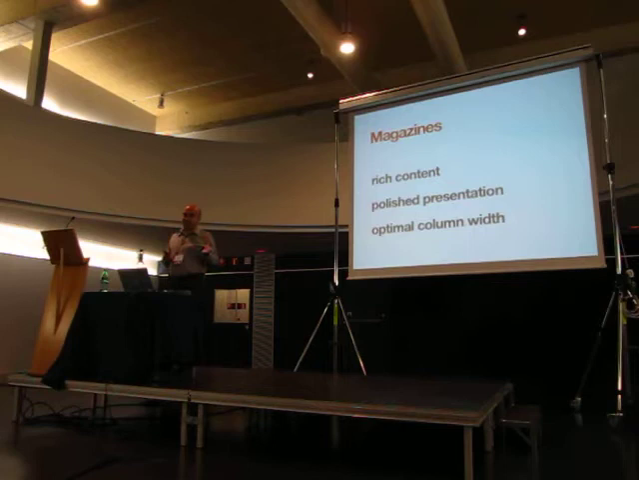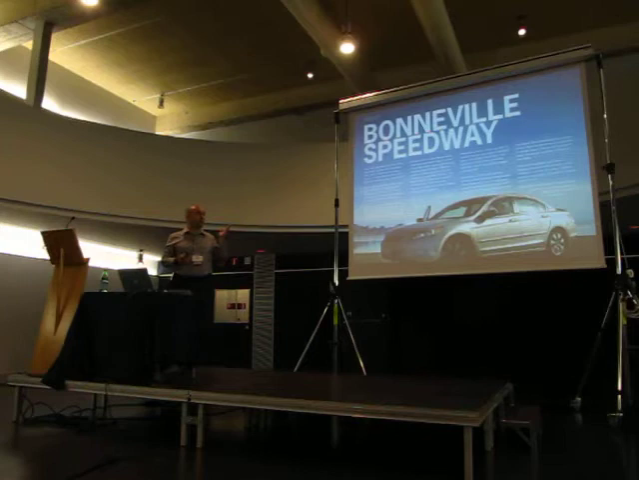In the case of magazines, like I said, we have multi-column layouts, but more than in the newspapers, we also have an optimal column width, with 12 to 15 words per line, that helps users read better and also minimizes eye strain. Here is a typical magazine layout in which we have images, we have typography, and we also have a multi-column layout.